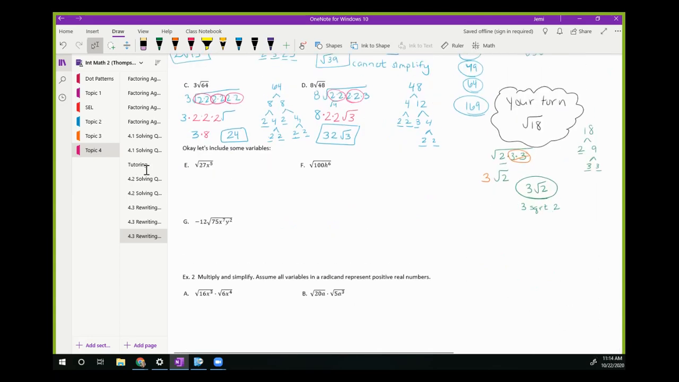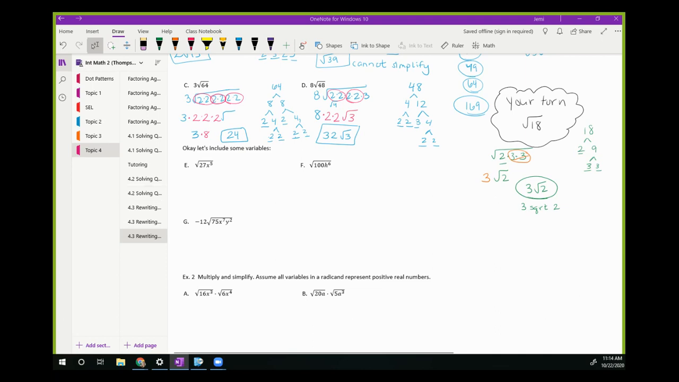The next thing we're going to do is add on some variables, all right? And I don't think that the variables make it any harder. You can let me know what you think. It makes it another step. I don't think it makes it any more difficult.